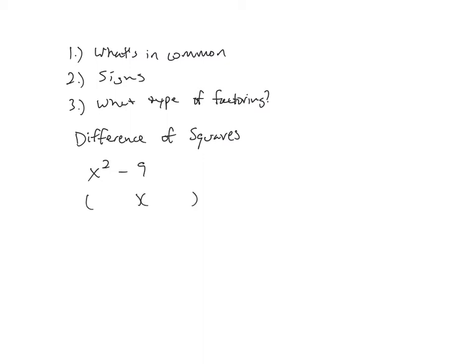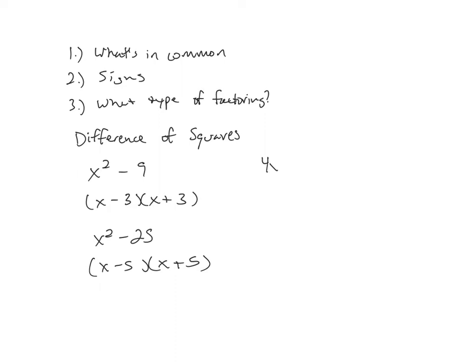And essentially, the last term is negative, so I'm going to have a negative and a positive. Okay, and then I'm just going to do the square root of 9, which is 3. It's always the square root. X minus 5, x plus 5.